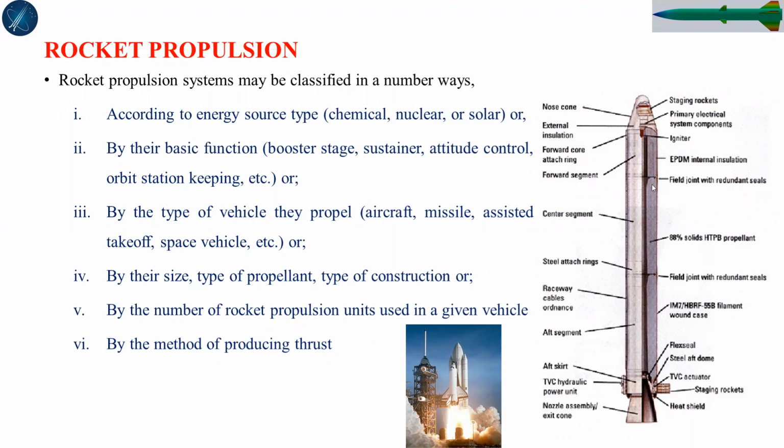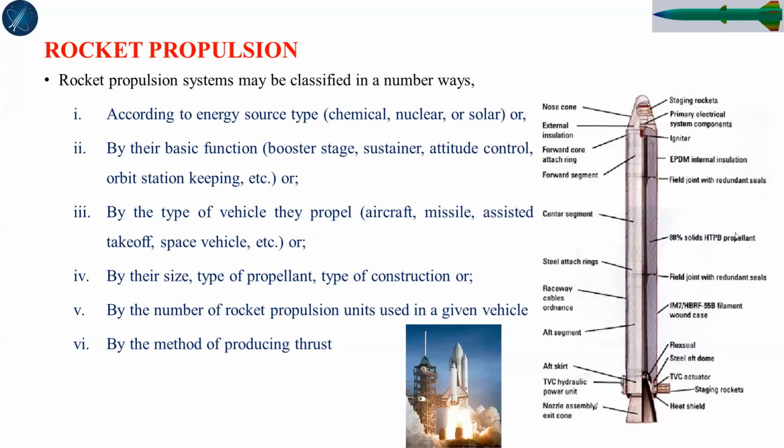So this is a simple construction of some rockets. We have some staging rockets at the tip, primary electrical system components. There are also igniters which help us start the ignition of the whole system. We have EPDM internal insulation. Field joint with redundant seals. Again, 88% solids HTPB. HTPB means hydroxyl terminated polybutadiene.